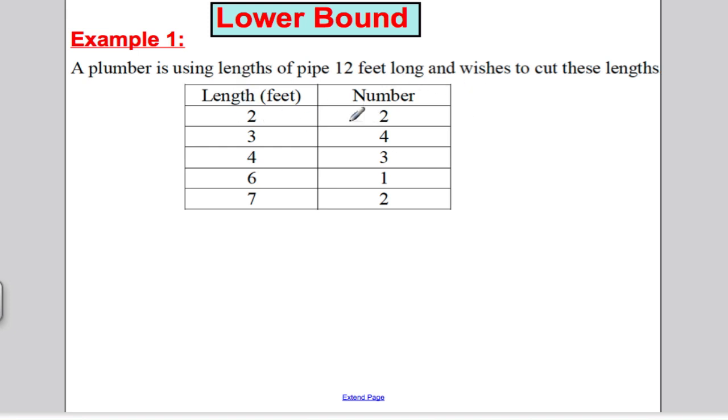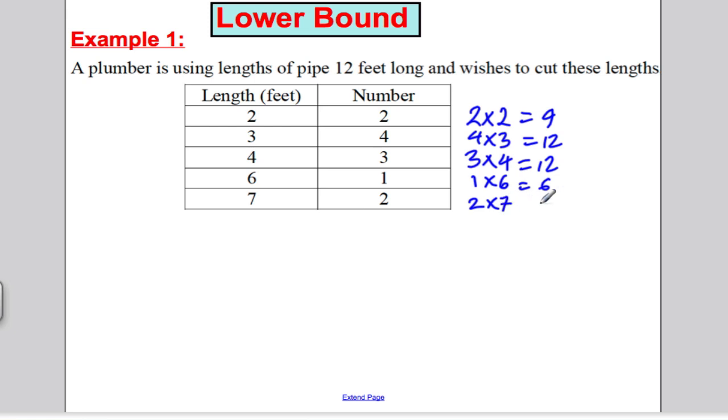Well, we need 2 of length 2, so we need 2 times 2 is 4. We need 4 of length 3, so 4 times 3 is 12. We need 3 of length 4, so 3 times 4 is 12. We need 1 of length 6, so 1 times 6 is 6. And we need 2 of length 7, so 2 times 7 is 14. If we add those up, the total length of pipe we need is 4 plus 12 is 16, add another 12 is 28, add another 6 is 34, and add another 14 is 48.